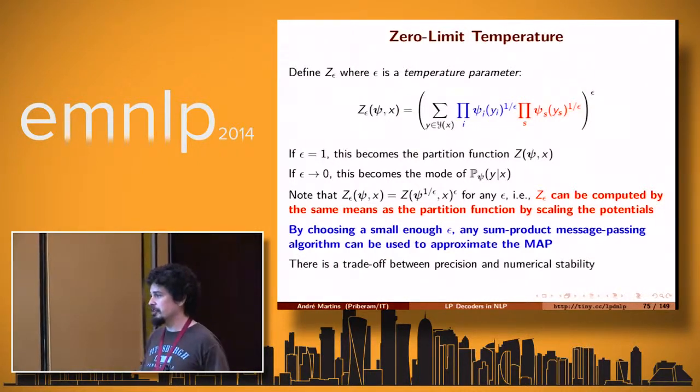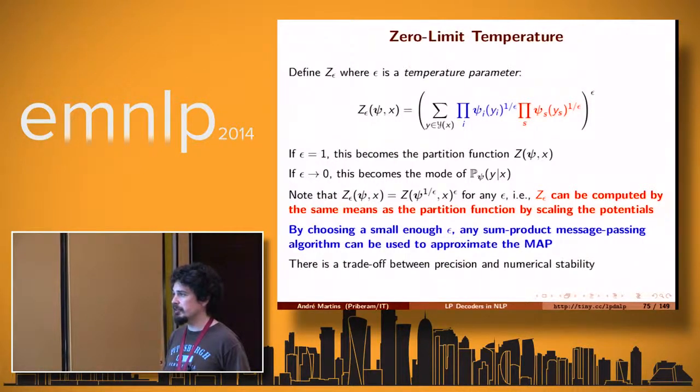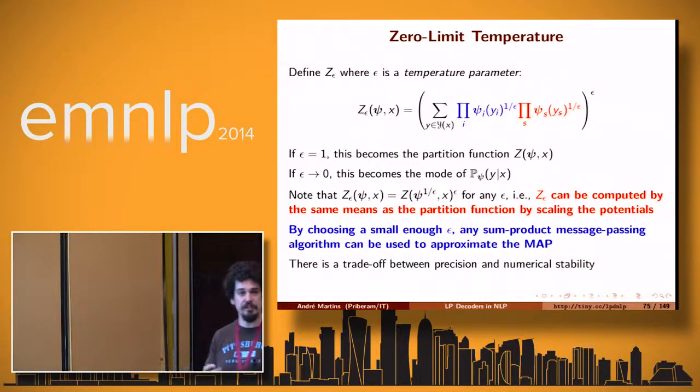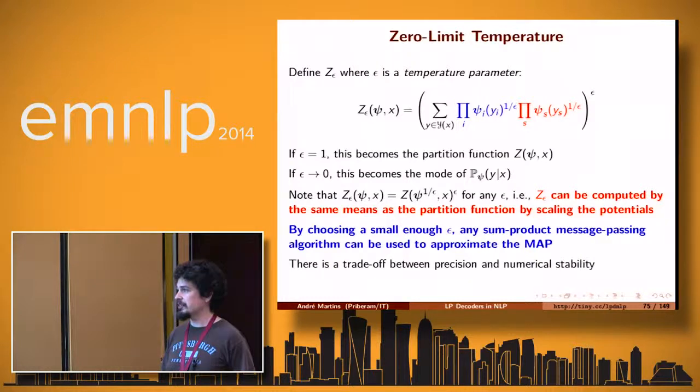There is a trade-off between precision and numerical stability. Now, for some problems, when you make epsilon very, very small, you may get numerical issues when doing these computations. In particular, if you use some of the logic factors that I have described. So usually you cannot use a very, very small epsilon. But if you use an epsilon which is too large, the final estimate of the mode might be too far away from the true mode.